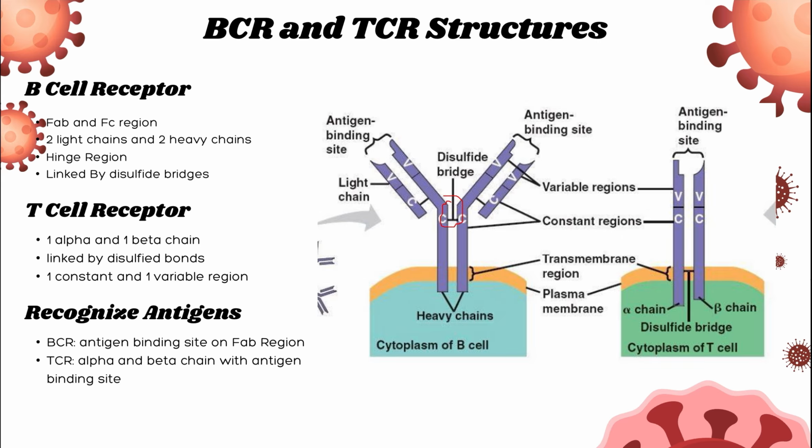In order to recognize these antigens, the BCR is going to recognize them from these two variable regions, and the TCR is going to recognize the antigen through this one region right here.